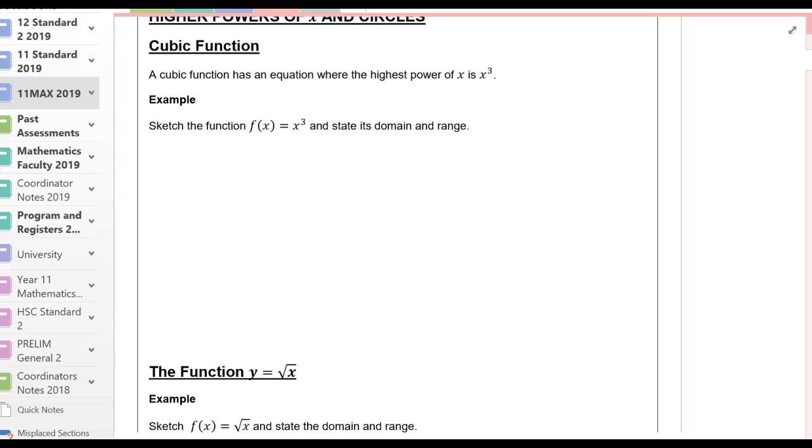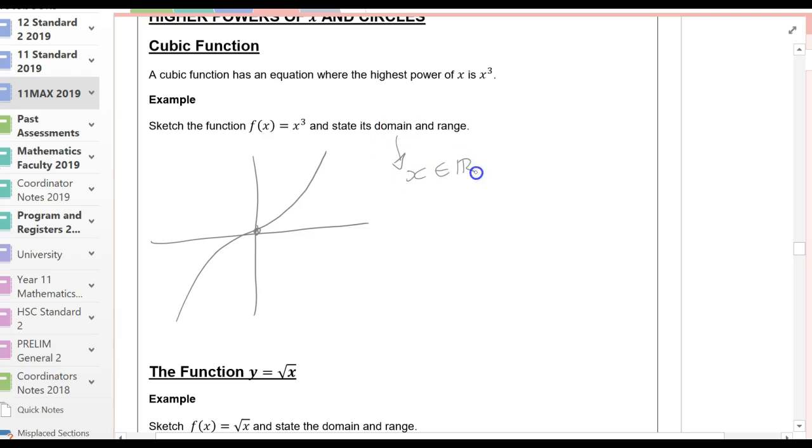Okay, we'll look at a cubic graph. A cubic graph, oops, that should go through 0. It looks like that. The domain is x is an element of the real number system, and the range is also.